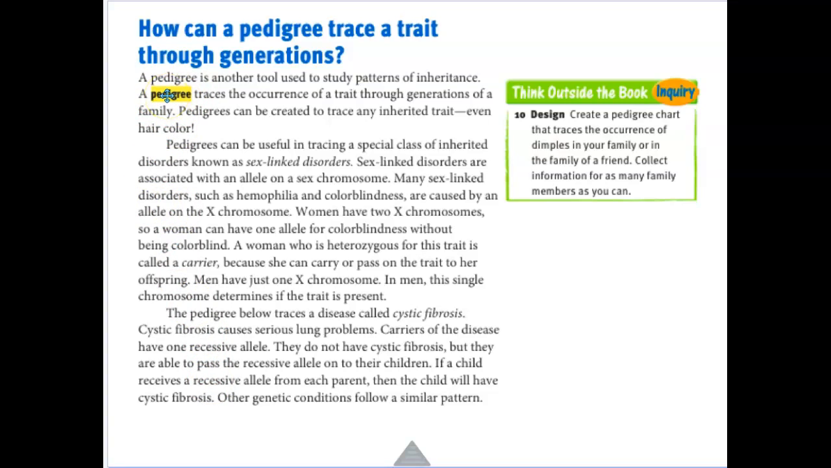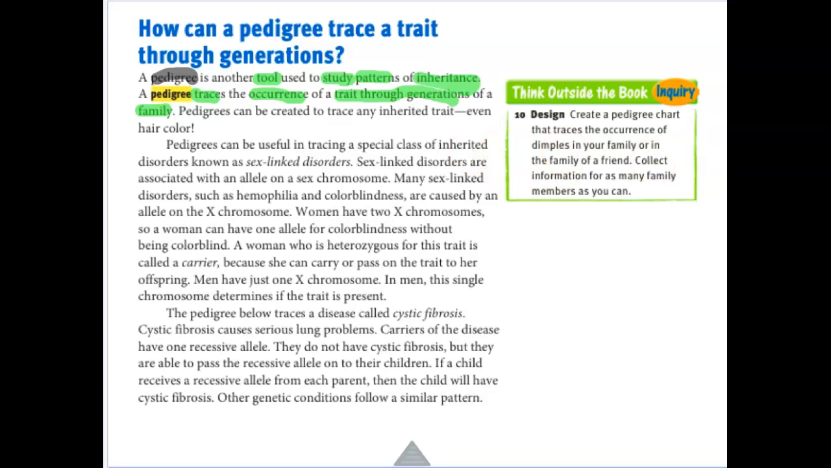So here in the first paragraph, we could highlight very easily that a pedigree is a tool that we use to study patterns of inheritance. All right, and it's going to trace the occurrence of a trait through generations of families. It's not going to matter if it's not in the bloodline, okay? And it can trace any kind of trait. So in general, we can look at many different specific things.